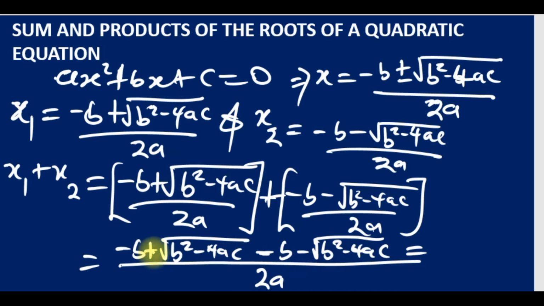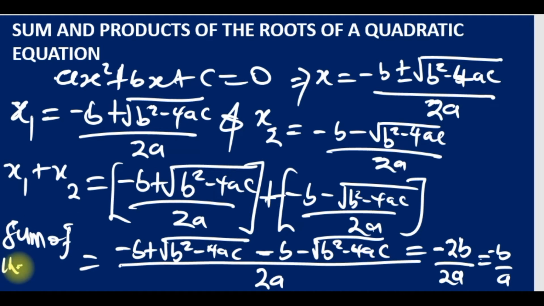And as you can see, this and this are gone. This minus this is 0. So we are left with minus 2b over 2a. So minus b over a. So what do you notice from the quadratic equation? If you are given the equation, you can find the sum. So this is now the sum of the roots. It's always minus b over a. That's minus the coefficient of x over the coefficient of x squared.